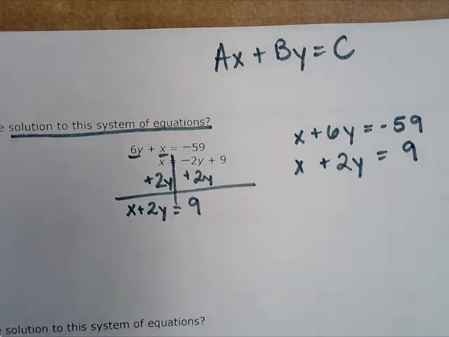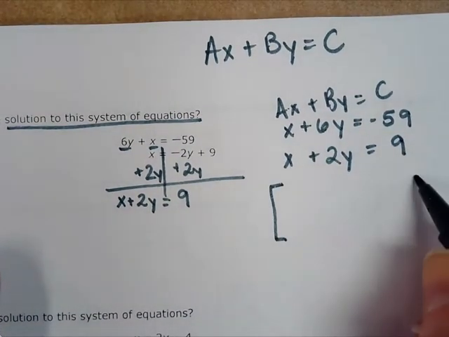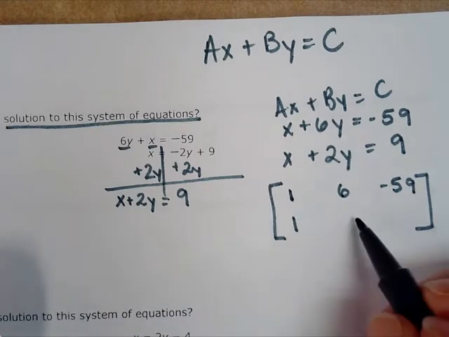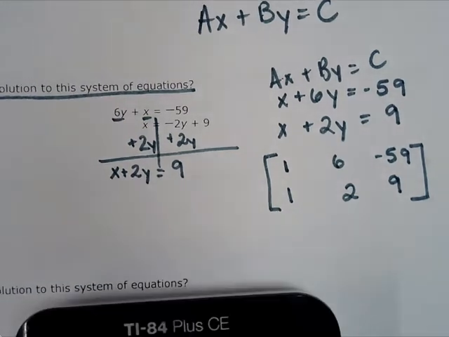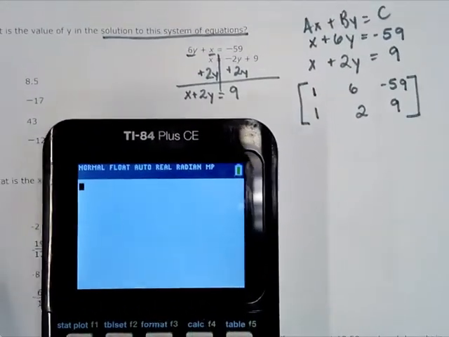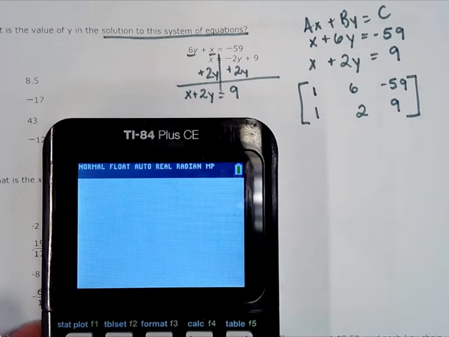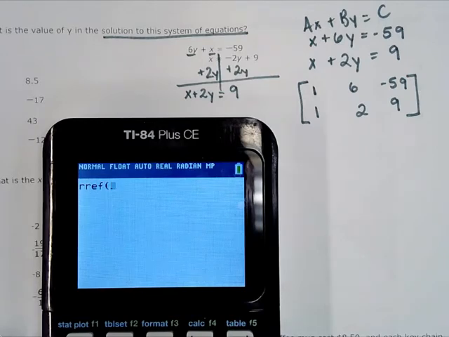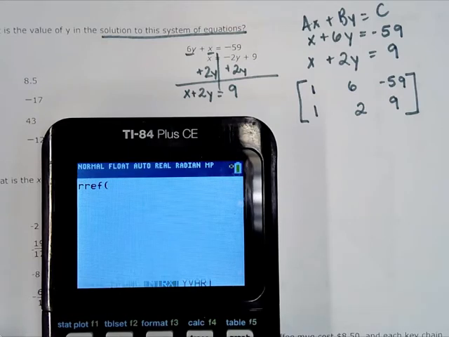And remember with matrix, as long as it's in that ax plus by equals c, we can do a matrix with it. So we put the coefficients. So this will be 1, 6, negative 59. 1, 2, 9. And now get a calculator. So if you need to, go back to your notes to figure out how this works. We need to do matrix first. Do that RREF. Y'all should be doing this with me. You get out your calculator and do it. And then alpha zoom. We want a 2 by 3. Plug in the numbers.